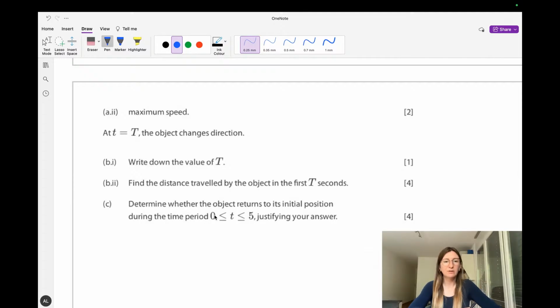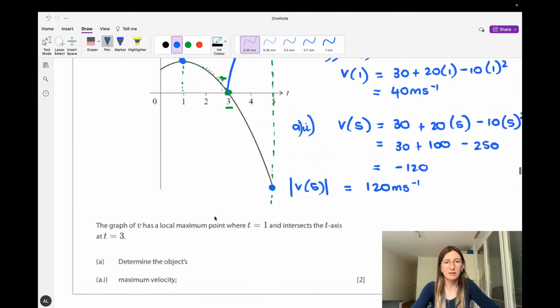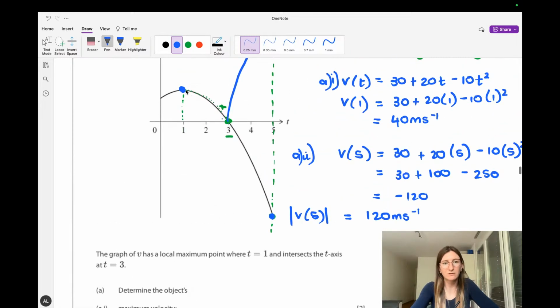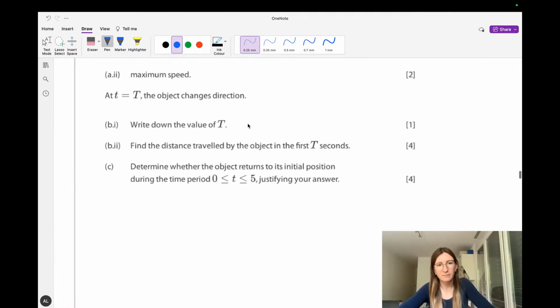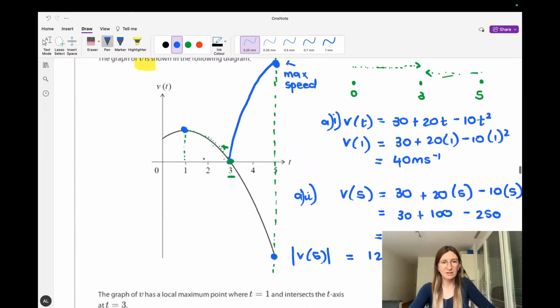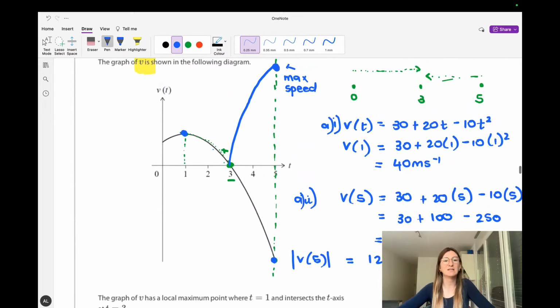Now, at t equals capital T, the object changes direction. So we already talked about this, that here at this point, the object changes direction because it goes from a positive velocity to a negative velocity. So that's at the point t equals 3. So the value of T is, I'm just going to write t equals 3. Nice 1 mark question. Find the distance, keyword here, distance, traveled by the object in the first 3 seconds. So again, remember we have a velocity graph and we're trying to find the distance traveled.